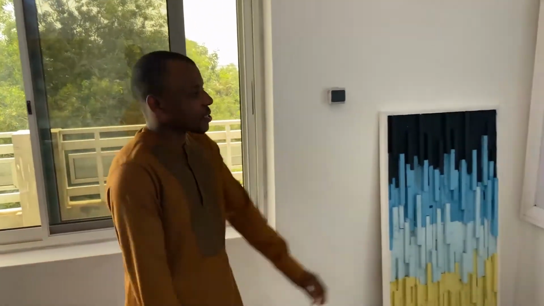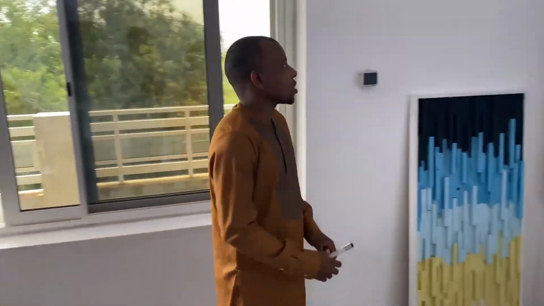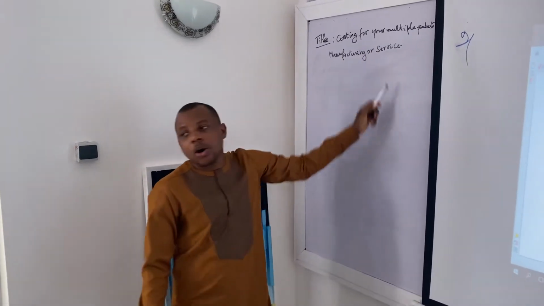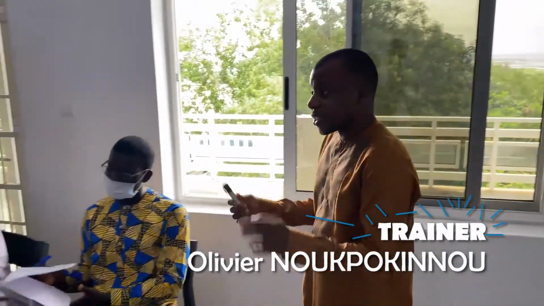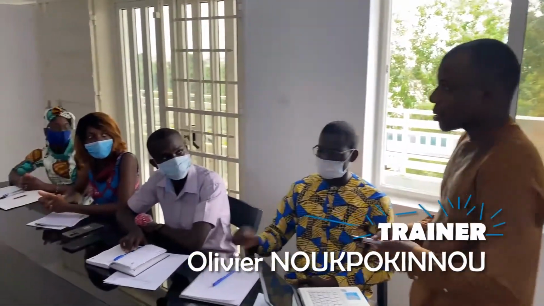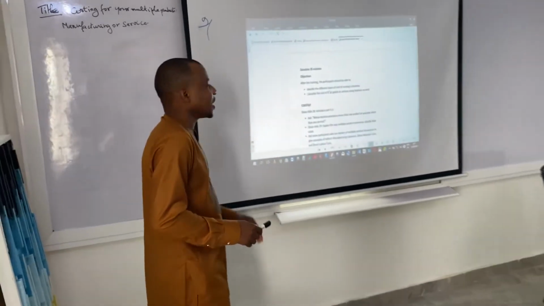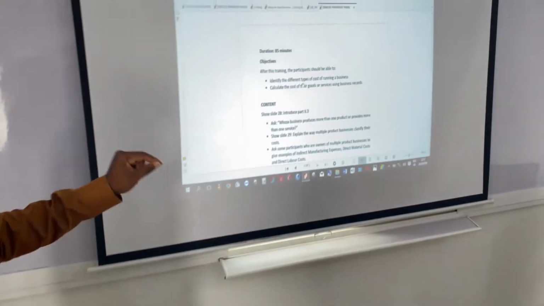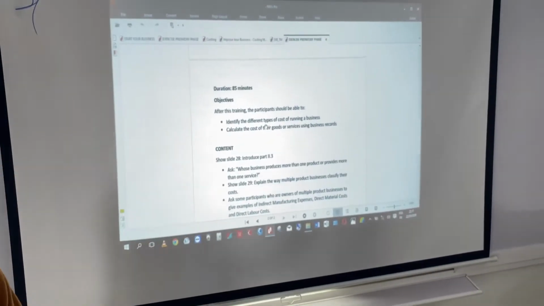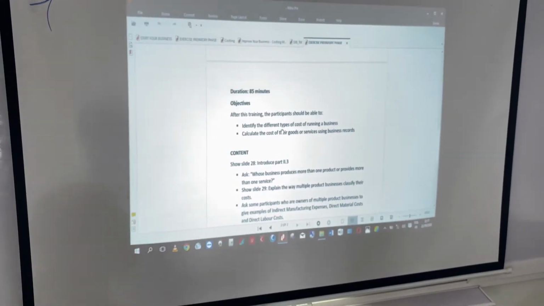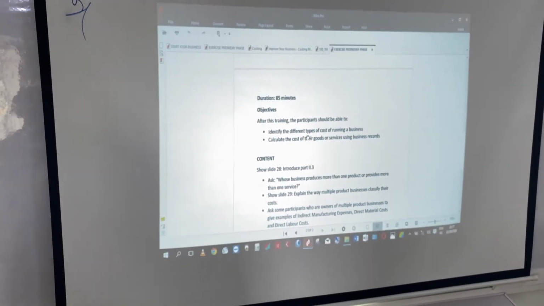Now we are going to start our second section, which is costing for your multiple product manufacturing or service. So either it is manufacturing or service providing. What are the objectives of this session? After this session, the department should be able to identify the different types of costs of running a business and calculate the cost of the goods or services using business records.